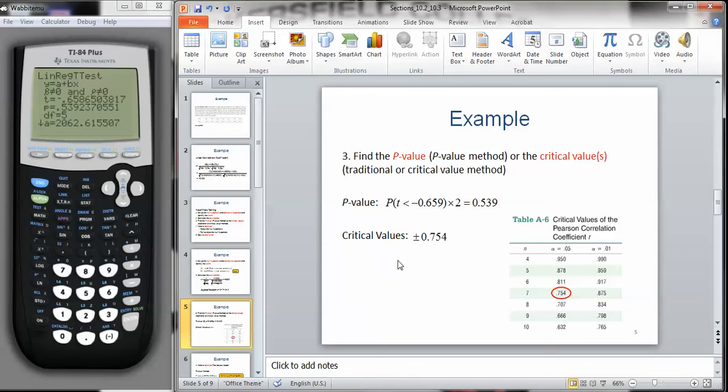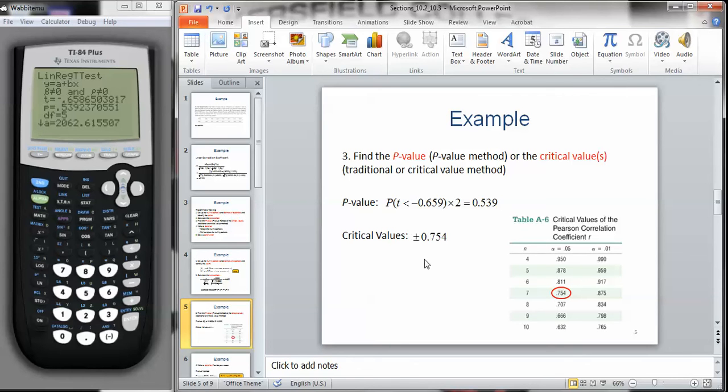Then for the critical value, it's kind of unique in this case. So we need to look at table A6. I know the test statistic has a t-distribution, but for testing a correlation coefficient, we actually need the Pearson correlation coefficient as our critical values.